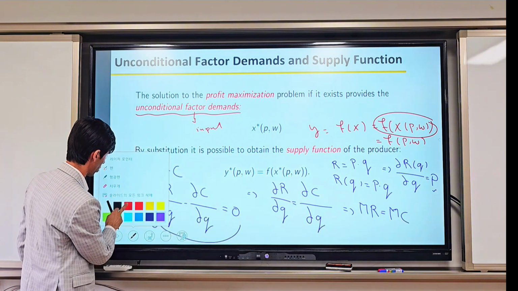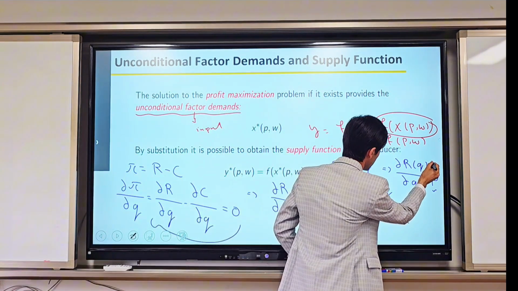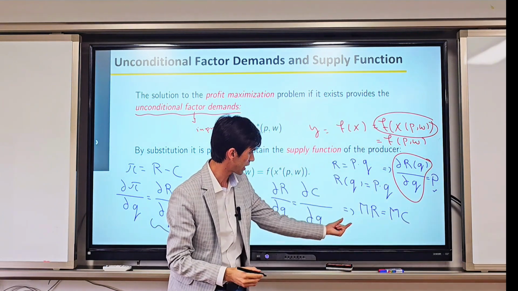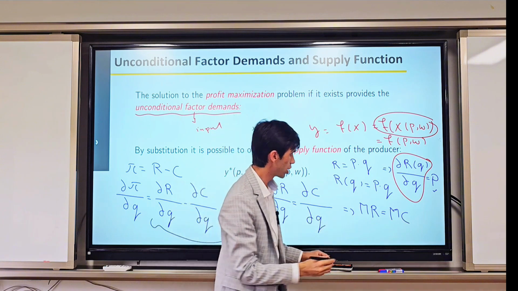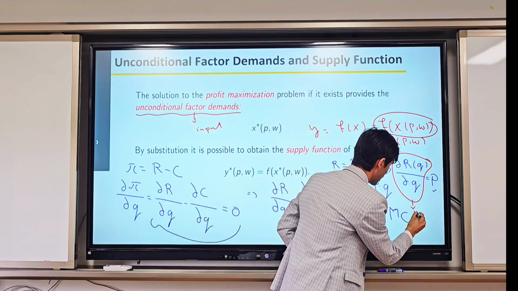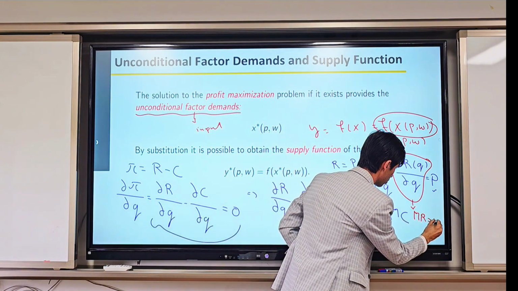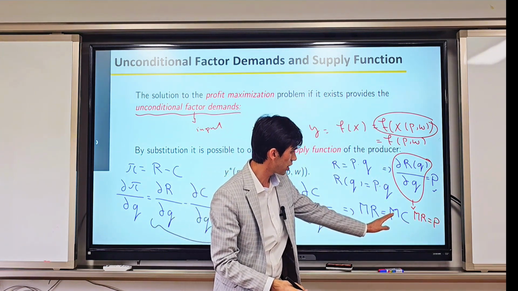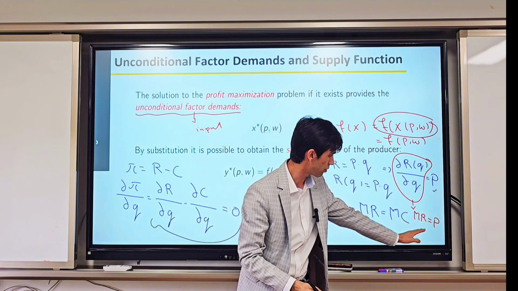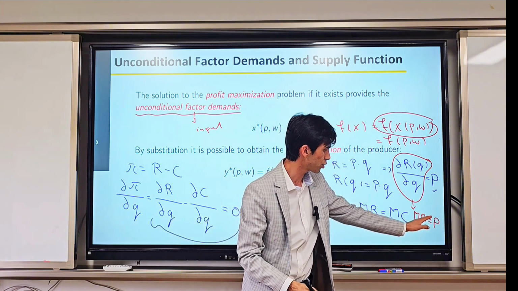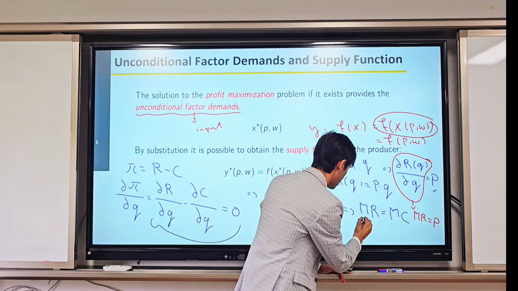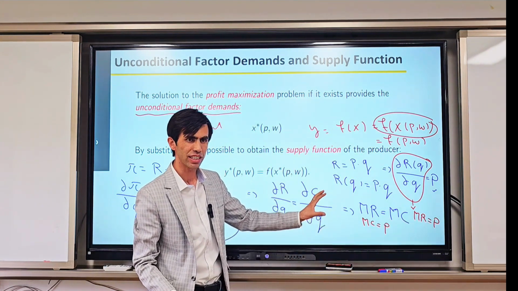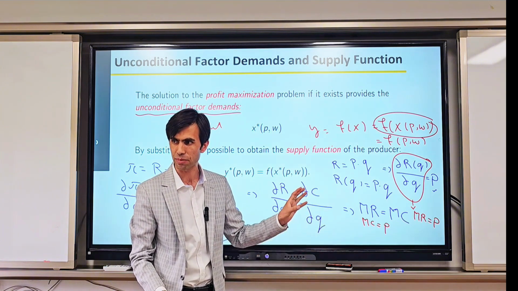Let me use some different color. Here, we already know that the partial derivative of revenue with respect to Q is the marginal revenue. So then the marginal revenue is equal to P. When the marginal revenue is equal to marginal cost and also marginal revenue is equal to P, then the marginal cost should be equal to P. So this is the profit maximization condition for the perfectly competitive firm.